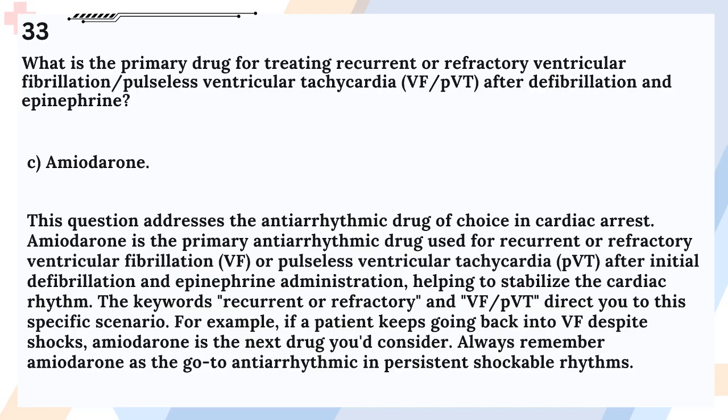The keywords recurrent or refractory and VF/pVT direct you to this specific scenario. For example, if a patient keeps going back into VF despite shocks, amiodarone is the next drug you'd consider. Always remember amiodarone as the go-to antiarrhythmic in persistent shockable rhythms.